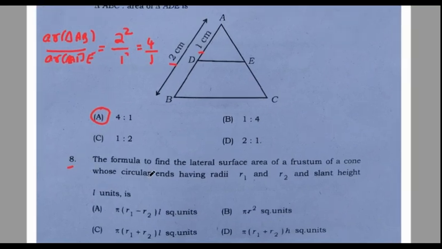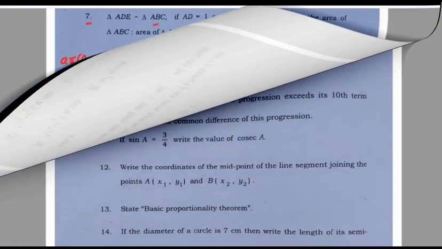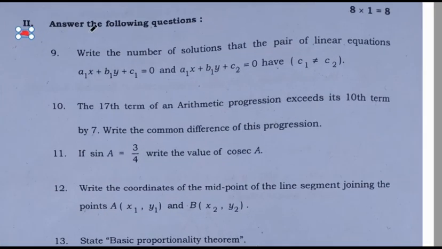Eighth question. The formula to find the lateral surface area of a frustum of a cone whose circular ends have radii R1 and R2 and slant height L units is: the correct option is C, pi into R1 plus R2 into L square units. Now we move on to the second section. Answer the following questions. Ninth question.